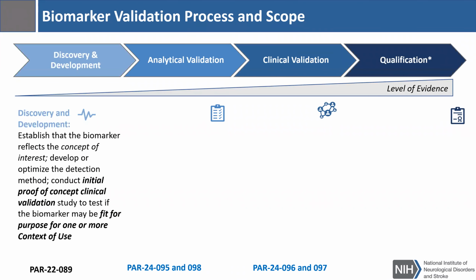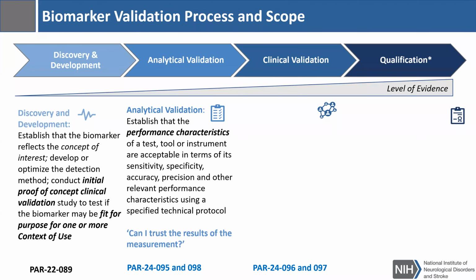So in terms of scope, just simply, in discovery and development, you can think about establishing that the biomarker reflects the concept of interest, developing or optimizing the detection method if needed, and then conducting the initial clinical proof of concept validation study to test if the biomarker can be fit for purpose for one or more defined contexts of use, right? So that second phase in particular, you're really thinking about testing the premise of your biomarker utility.